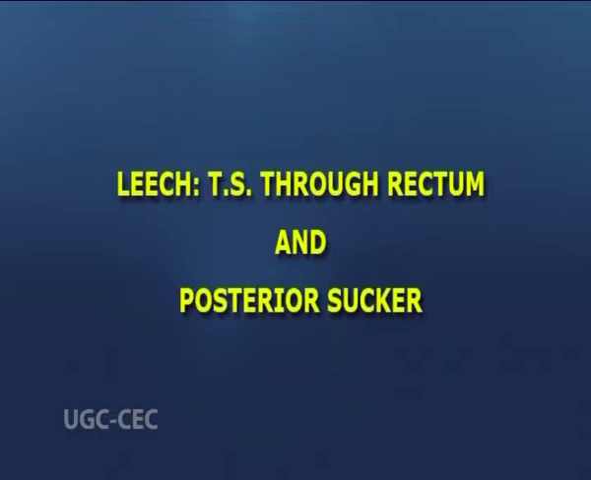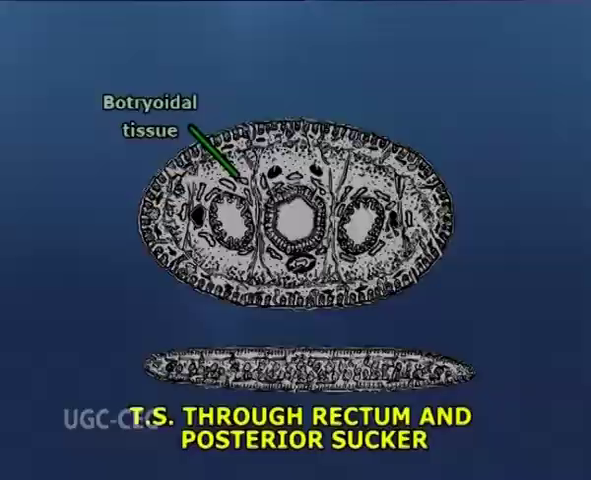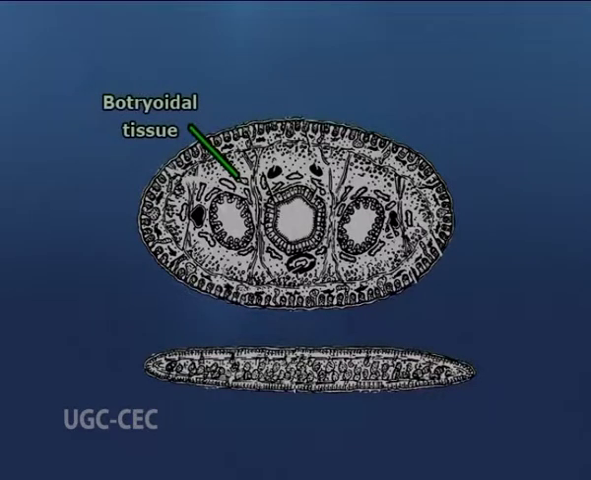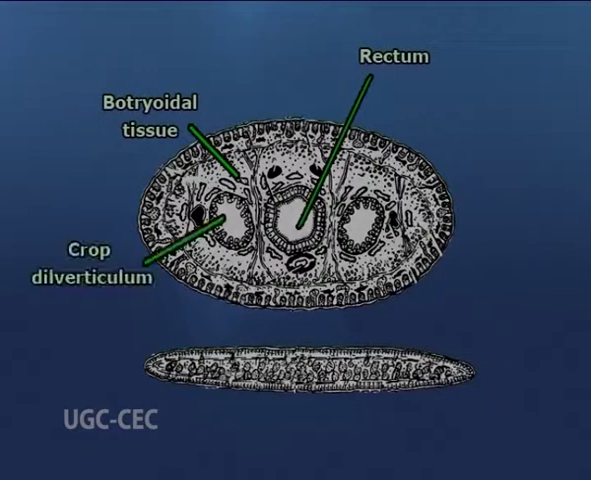Now we will see the transverse section through rectum and posterior sucker. In this section, coelomic cavity is filled with botryoidal tissue. 3 chambers are separated. The middle one is of the rectum, while the 2 side ones are of long crop diverticula. Rectum and crop diverticulum are composed of cuticle, longitudinal muscle layer, circular muscle layer and endodermal columnar epithelial cells.